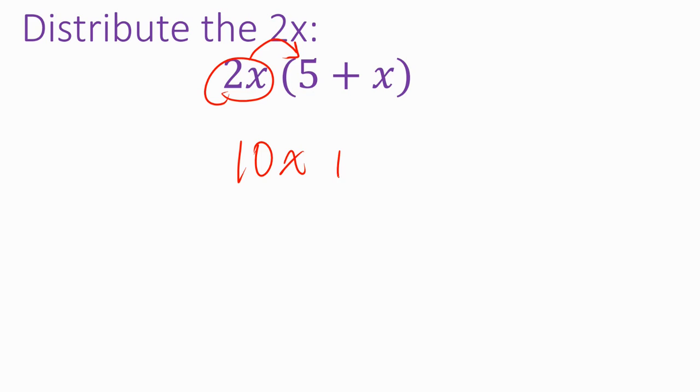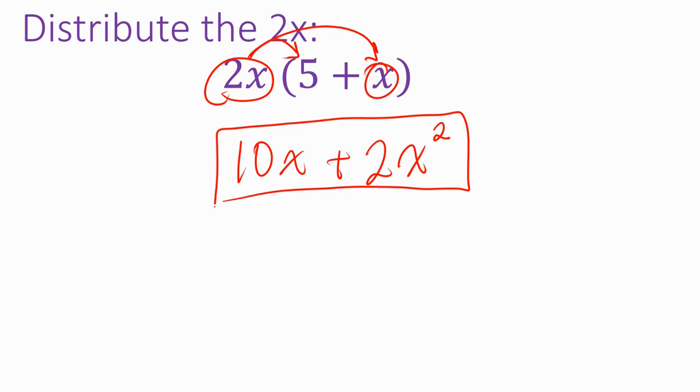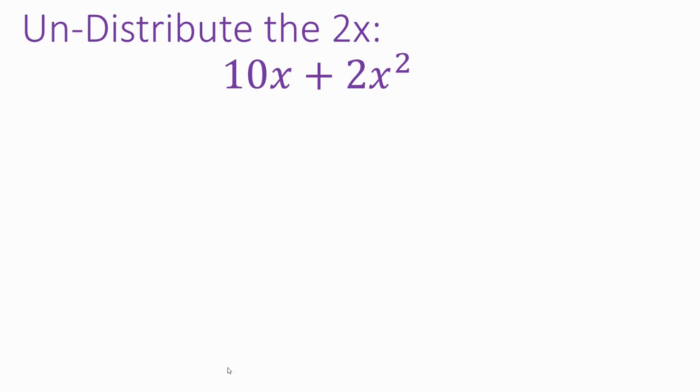Bring down the plus sign. Now we're going to do 2x times x. Well, 2 times nothing, okay, 2. And then x times x is x squared. All right, so we could write this in standard form, but we don't need to right now for the sake of this example.